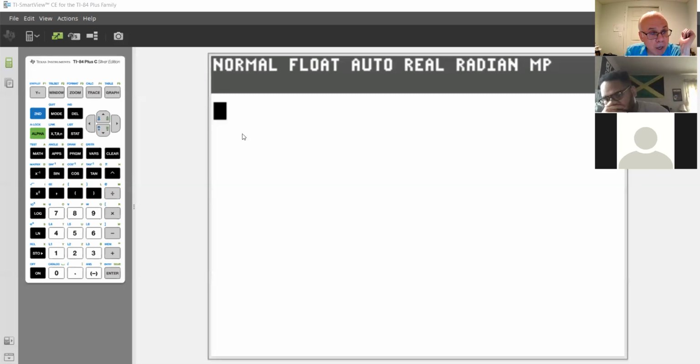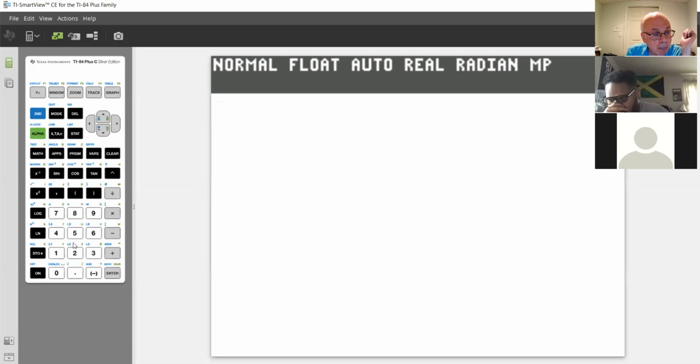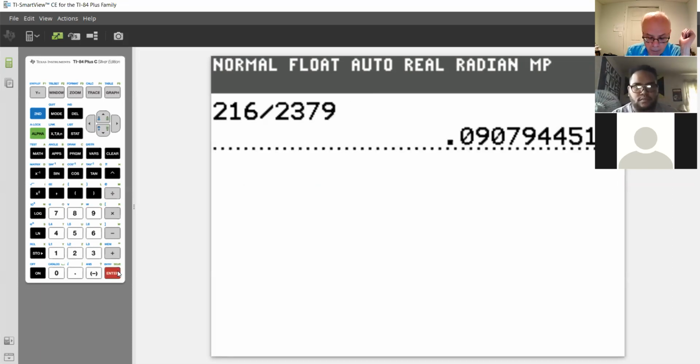So that's what I'm going to do. I have the main screen here. I'm going to type in 216 divided by 2,379. Hit enter. Okay. Was it 216 divided by 2,379? Is that what it was? I think I wrote it down wrong. Hold on a minute. Let me stop, go back to the problem.